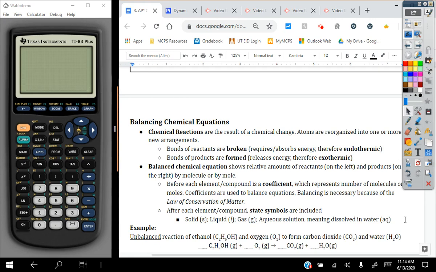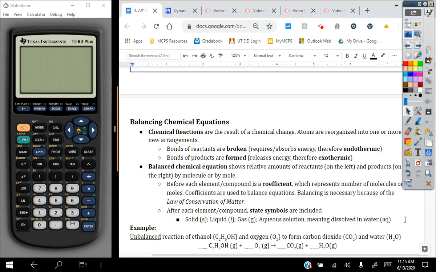When we look at a balanced chemical equation, we know that it shows the relative amounts of reactants on the left side and products on the right side. And we use coefficients to represent how many molecules we have engaging in the course of that reaction. The coefficients can also be viewed in terms of moles. So you can look at the coefficients and think mole ratio, or you can think number of molecules. It's relatively synonymous for the applications that we're using it for.